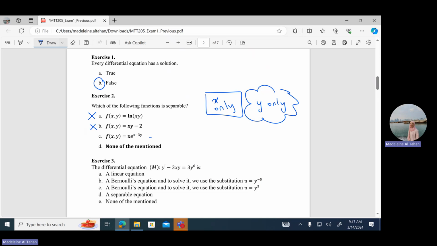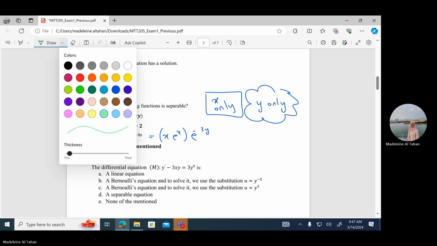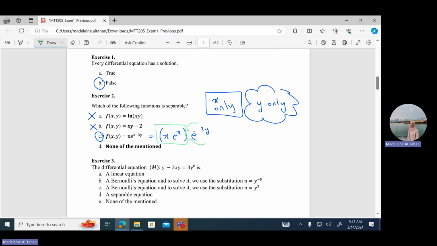Now let's check this one. Can we write it as e to the power minus 3y? Yes. But this one is separable. Miss, maybe it's not given as separable in the beginning. We are able to, okay, like this one. As it is, it's not given as two boxes, but we are able to write it as two boxes. So this one is separable. Do we have any questions so far?